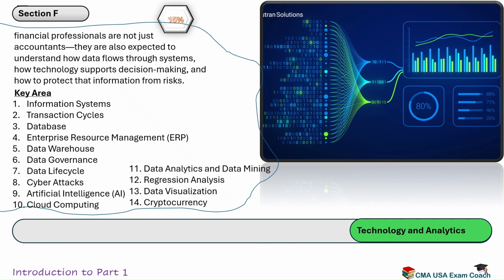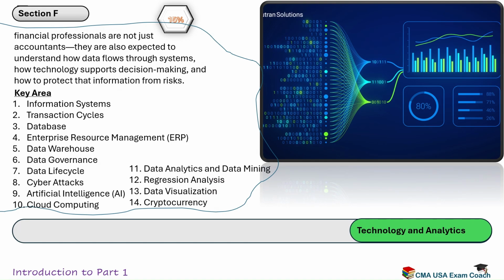Next, data lifecycle. The data lifecycle explains how data moves through stages: creation, storage, usage, sharing, archiving, and deletion. Every stage must be handled carefully to maintain data quality and privacy. For example, customer data must be securely deleted once it's no longer needed to comply with data protection rules.